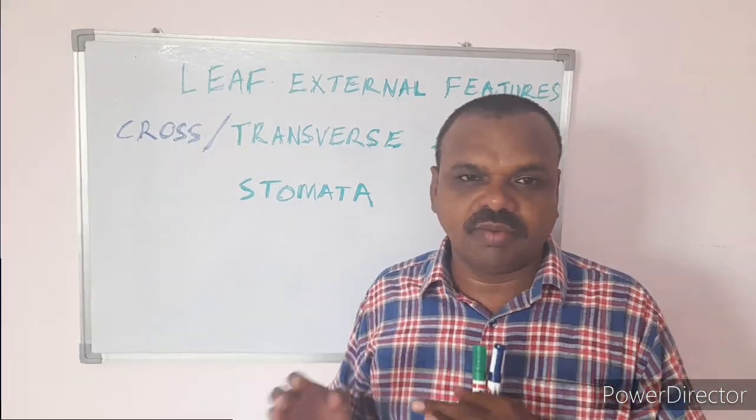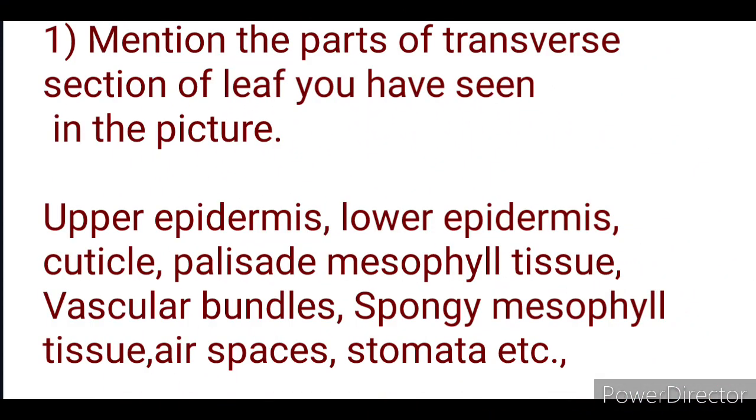Let us learn some of the questions. First question, mention the parts of the transverse section of the leaf you have seen in the picture. Answer: upper epidermis, lower epidermis, cuticle, palisade mesophyll tissue, vascular bundles, spongy mesophyll tissue, air spaces, stomata, etc. So we just mentioned the parts for this question.